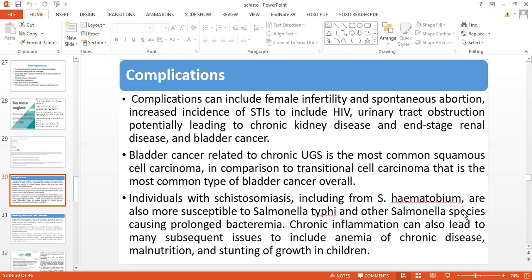Bladder cancer related to chronic urogenital schistosomiasis is most commonly squamous cell carcinoma, in comparison to transitional cell carcinoma, which is the most common type of bladder cancer overall. Individuals with schistosomiasis, including from haematobium, are the most susceptible to Salmonella typhi and other Salmonella species causing prolonged bacteremia. Chronic inflammation can also lead to subsequent issues to include anemia of chronic disease, malnutrition, and stunting of growth.